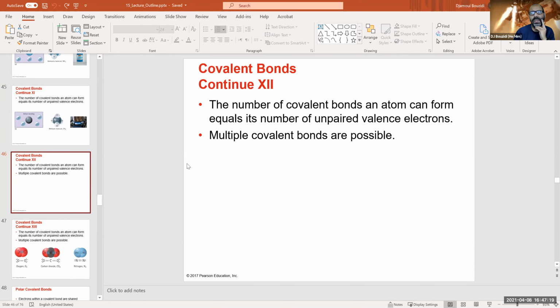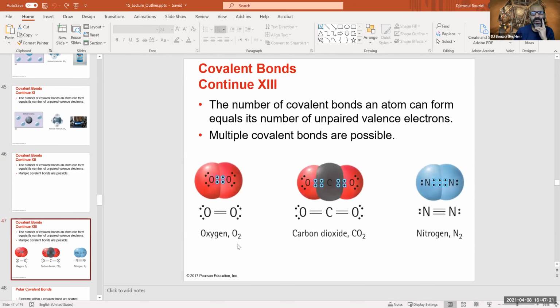So multiple covalent bonds are possible. Let me explain how that works. Okay, oxygen and oxygen, both of them have 2 electrons outside that are available. So what they do, they share their electrons in this case. And you will have 2 covalent bonds between the 2 oxygen atoms, and you have oxygen gas, and that's how oxygen gas is formed in here.